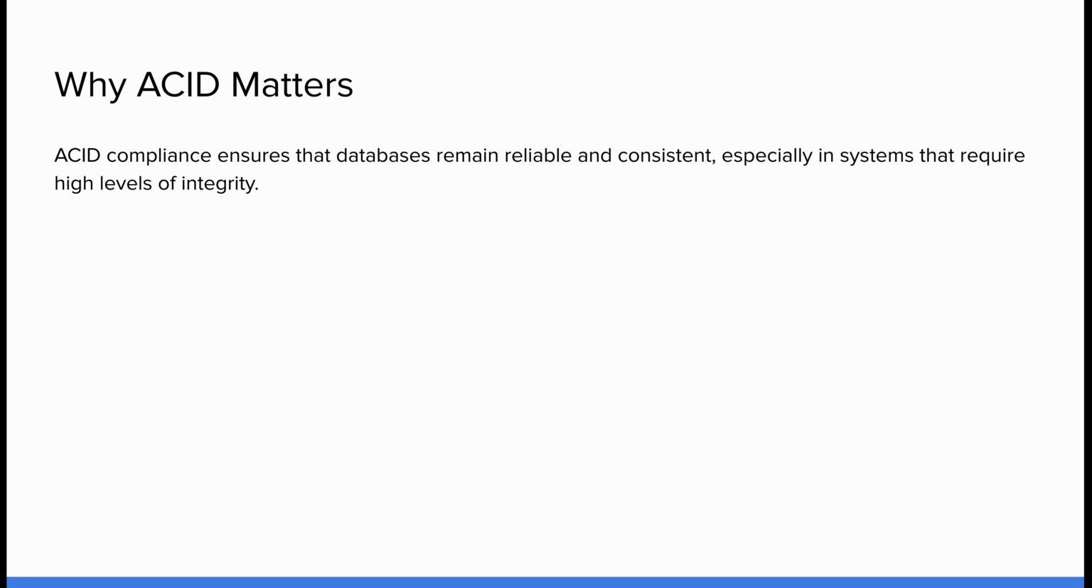ACID compliance ensures that databases remain reliable and consistent, especially in industries that require high levels of integrity. Let's look at some examples where ACID compliance is particularly important, and they are also examples that could show up on the professional data engineer exam. Finance is one of them. ACID compliance is critical here to ensure that transactions such as transfers and payments are completed accurately, but not all data in finance requires ACID compliance. It's primarily transactional data like bank transfers or trade orders where consistency and reliability are vital, so just keep that in mind.